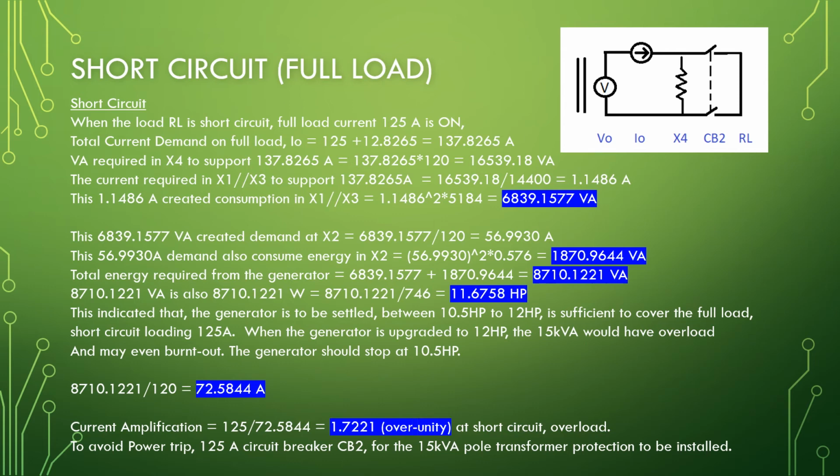8,710.1221 divided by 120 equal to 72.5844 ampere. Current amplification equals 125 divided by 72.5844 equal to 1.7221 over unity at short circuit overload. To avoid power trip, a 125 ampere circuit breaker CB2 for the 15 kVA pole transformer protection is to be installed.